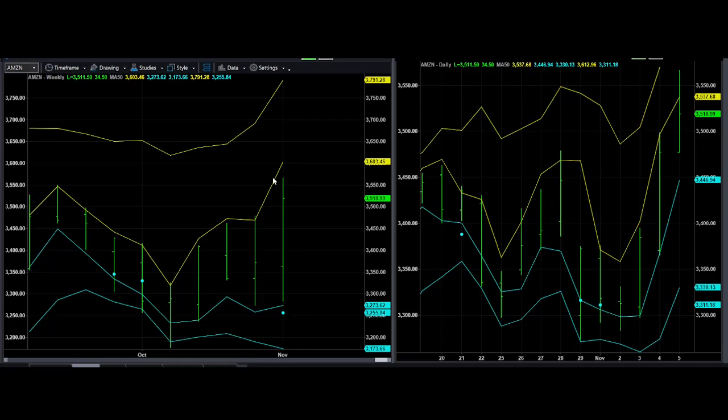So this model is very helpful for me to do real-time trading, because it gives me a better idea about the actual maximum and minimum value that the stock price can achieve. For example, today is November 6th. This is the first week of November, and that's the last week of October.